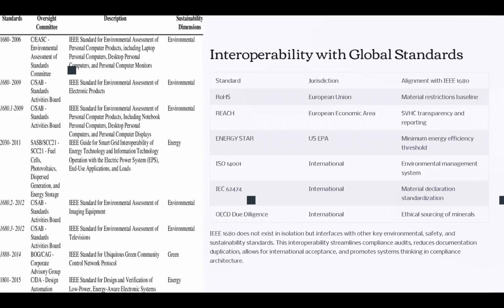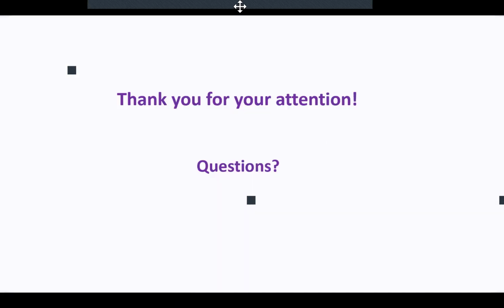Now, in short, IEEE 1680 helps companies build sustainability into their product in a way that makes global compliance simpler and more strategic. Now, this is our discussion for IEEE 1680.